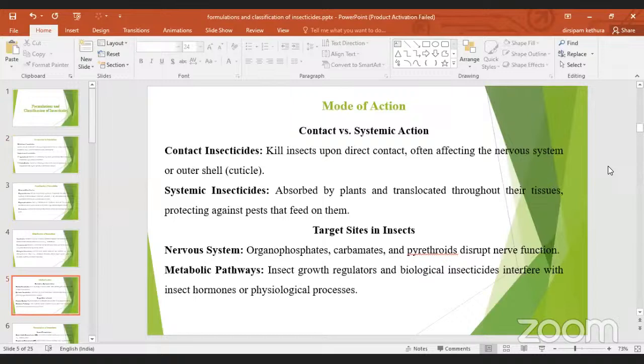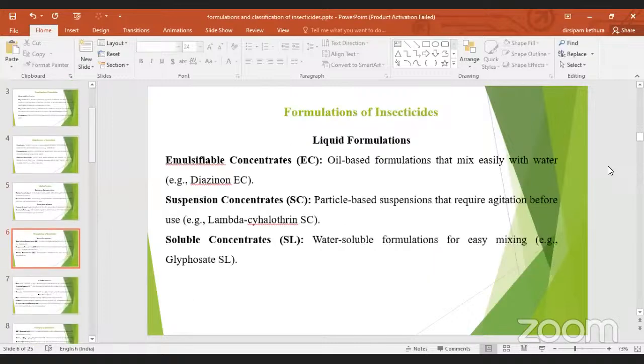And the second one is the metabolic pathway. The insect growth regulators and the biological insecticides interfere with insect hormones or physiological processes to inactivate and to control the pest replication or its development. In such a way, we are able to control the activity of the pests. Okay. And the next one is formulations of insecticides.